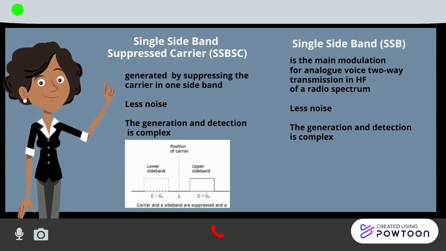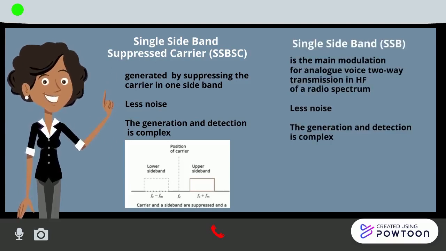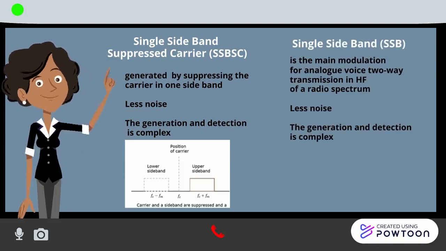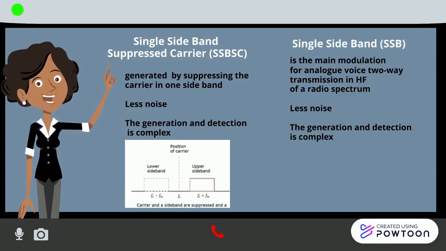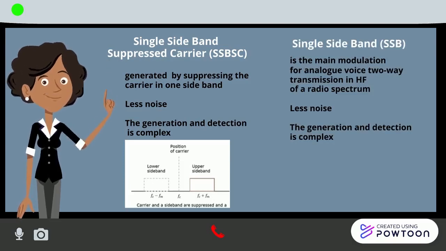SSB has some advantages and disadvantages. One of the advantages is that the bandwidth or spectrum occupied is less than that of the DSB signal. And for the disadvantage, the generation and detection of the SSB signal is a complex process.